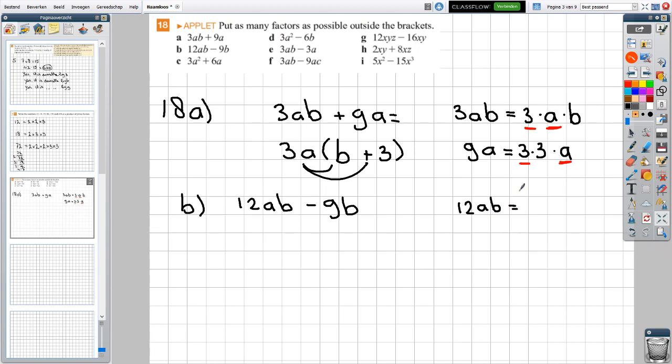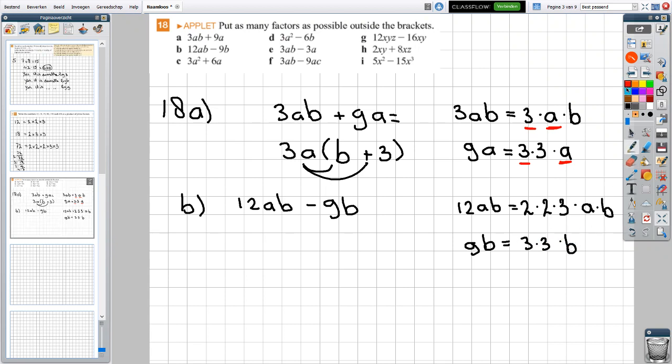12ab. 12 is not a prime number. 12 can be written as 2 times 2 times 3. Am I correct here? Yes, I am. Times a times b. If you have trouble with finding out how you write numbers as prime factors, take a look at 7.1, right? I've also done a video about that part. Then I have 9b. 9 is not a prime number. 9 can be written as 3 times 3 times b.